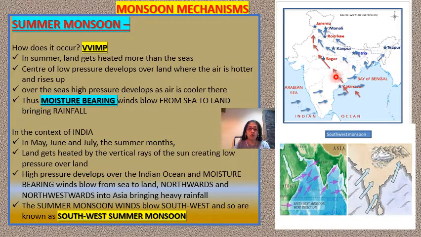The summer monsoon winds blow from the southwest and are known as the southwest monsoon. So in summer, we have moisture bearing winds coming from the southwest direction onto India and bringing rain. That is why it is called the southwest monsoon. This is south, they're coming from this side, the western side, so southwest monsoon.